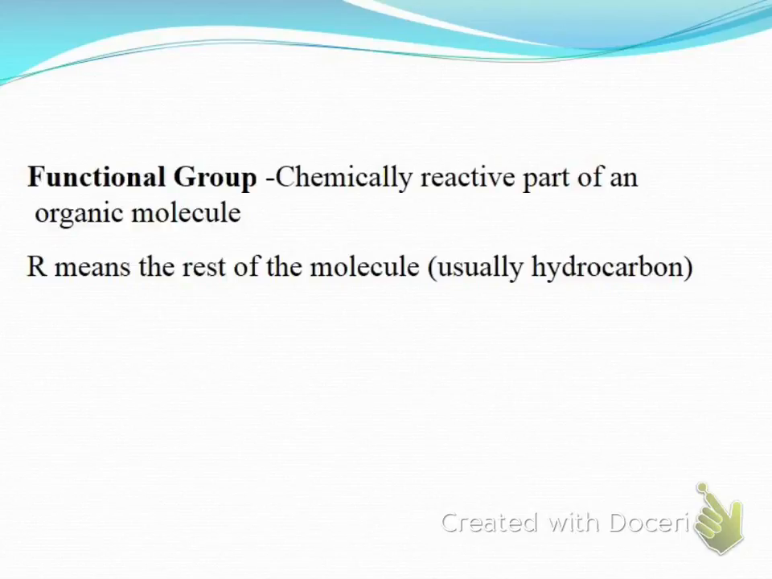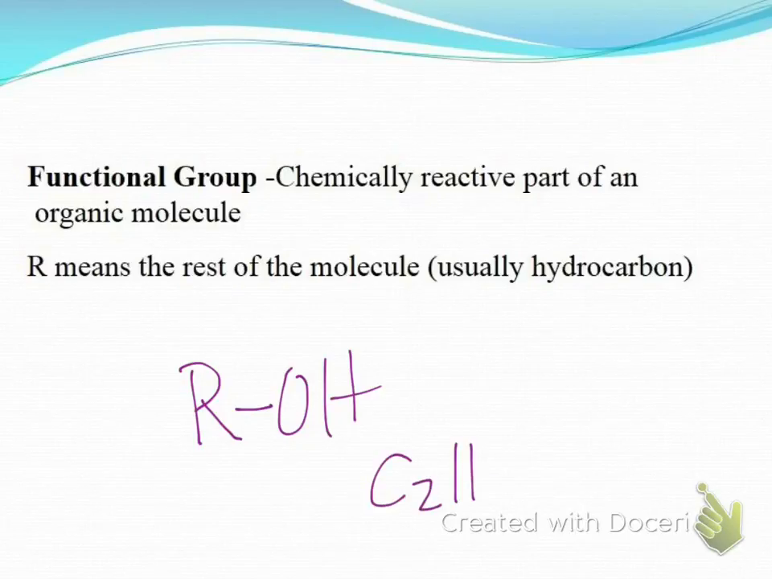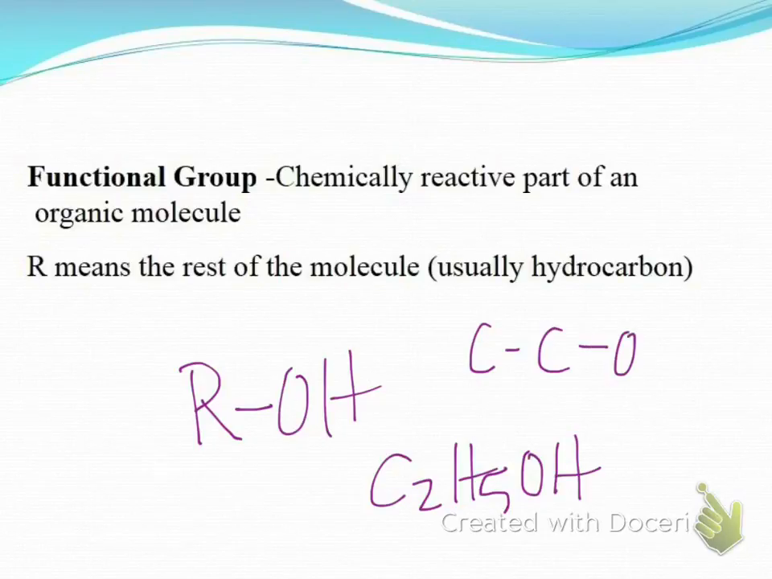Functional group is the chemically reactive part of the organic molecule. The R usually just means the rest of the hydrocarbons. So sometimes, if it's an alcohol, they'll draw R and then an OH, saying I've got an OH attached to a hydrocarbon chain. Like if I had ethanol, it would be C2H5OH.